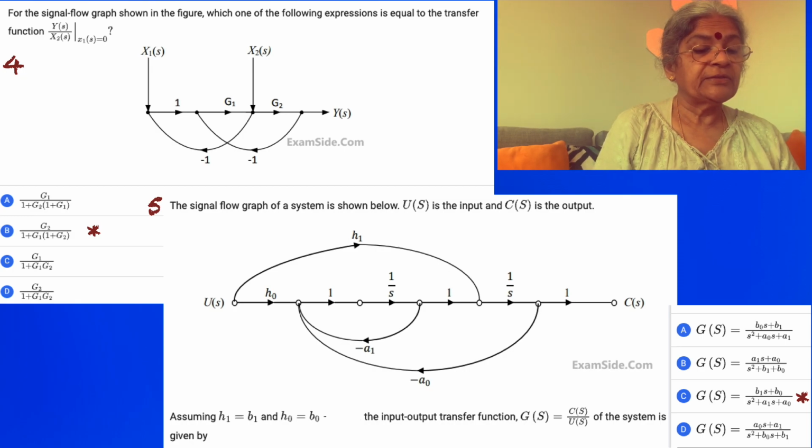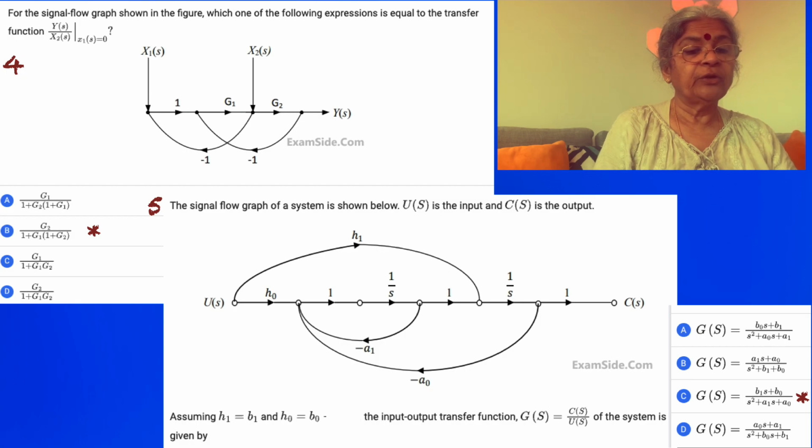So now let's see what is asked of us. For the signal flow graph shown in the figure, which one of the following expressions is equal to the transfer function Y(s) by X2(s) is asked.